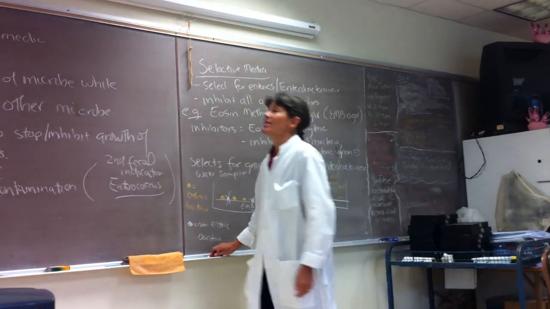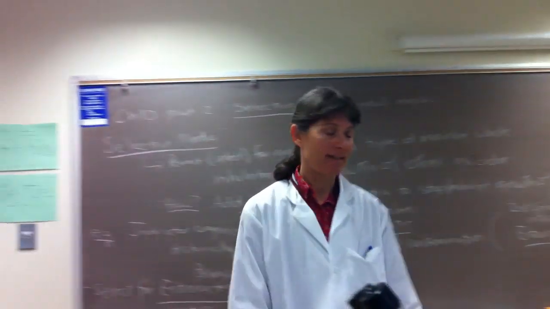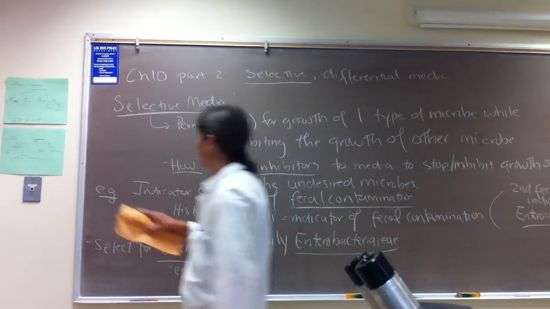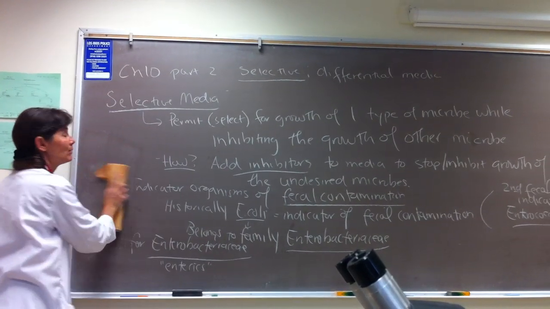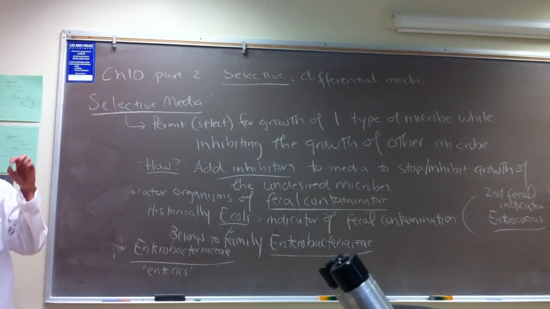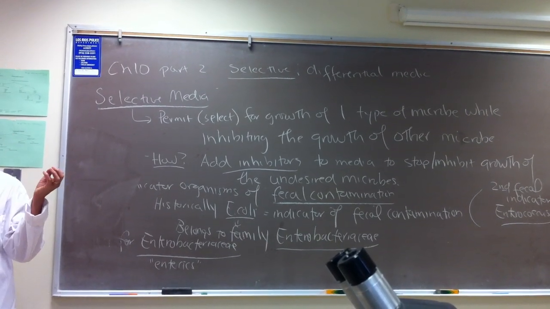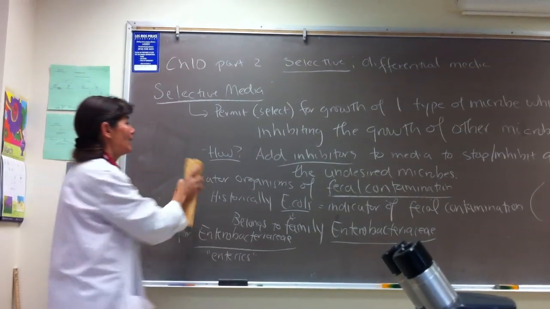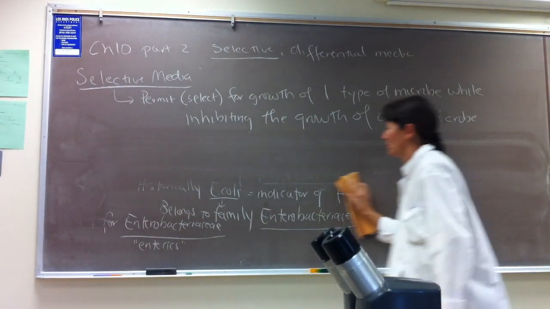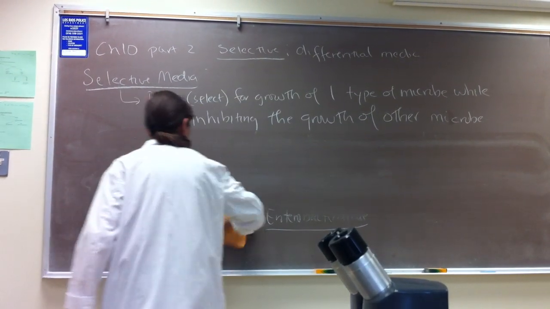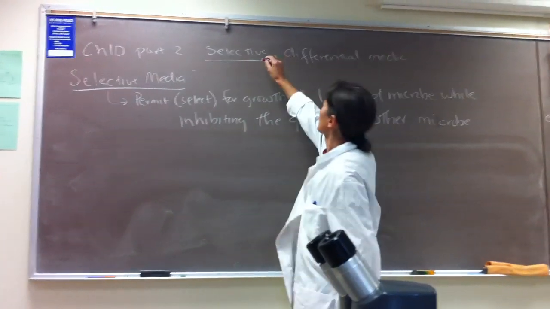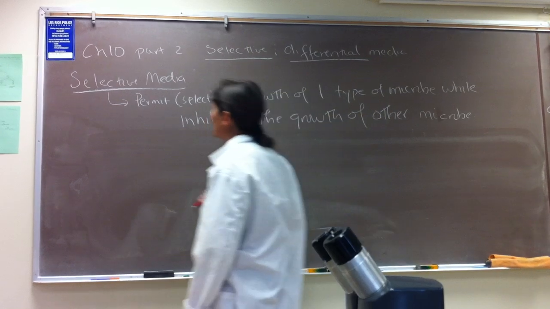Okay. So now it even gets more complicated. Now it gets more complicated because it turns out that EMB is not only selective. It's what's called differential media. It lets us distinguish between different types of microbes amongst those that do grow. This gets a little bit wild. Hang in there with me here. Okay, so we said we're talking about selective and differential media.